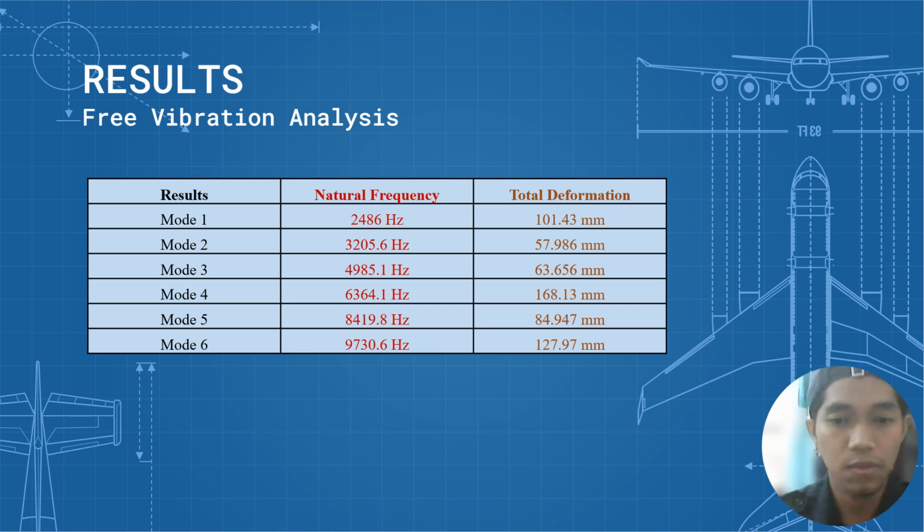Finally, the sixth mode has the highest natural frequency at 9730.6 Hz with a total deformation of 127.97 mm. This mode's high frequency and considerable deformation could be indicative of localized vibrations within specific areas of the bracket.